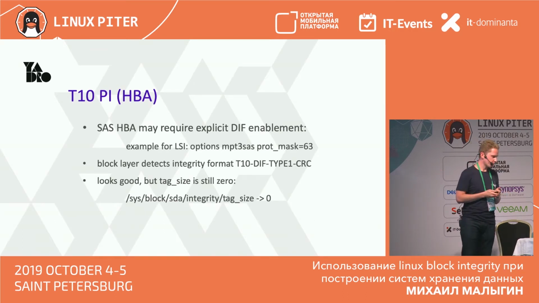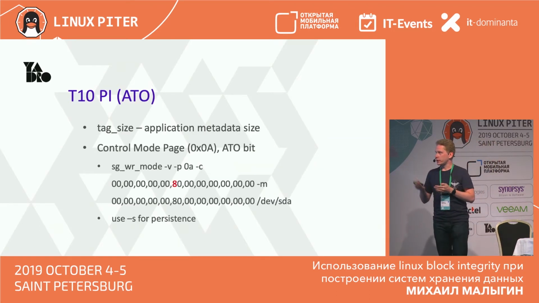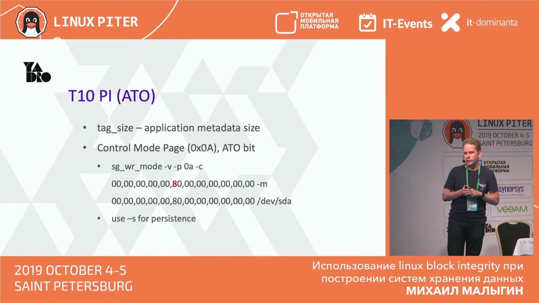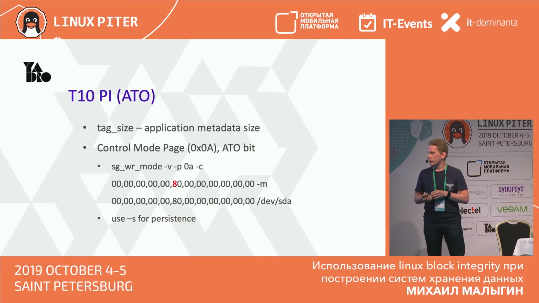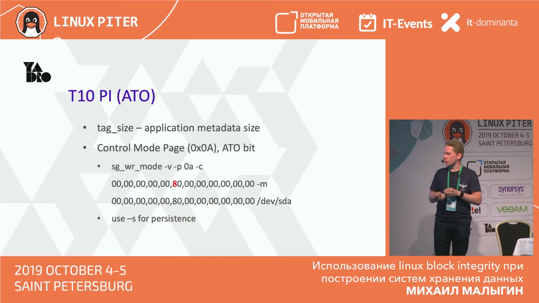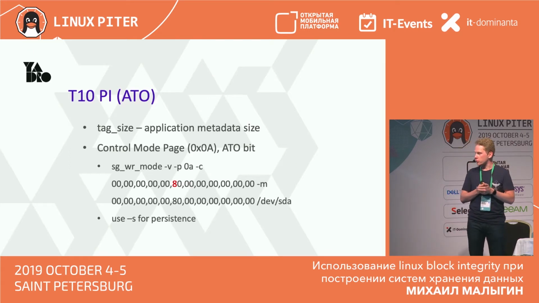Tag is yet 0, but it's not so bad. So we progress, and tag size is that application tag, which tells us the amount of bytes we could store in metadata. It's bit A2 in the control mode, page number A, and it's a very straightforward command. That's how we can write it. If we refer to guess key, when you use the energy capacity, it will be persistent.